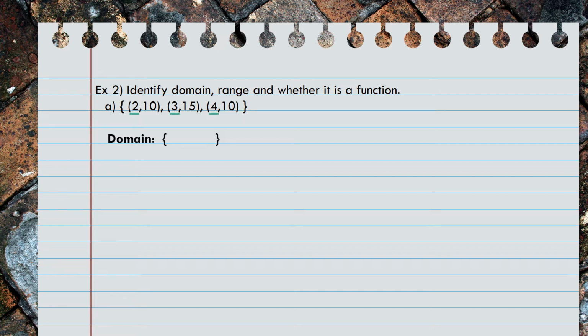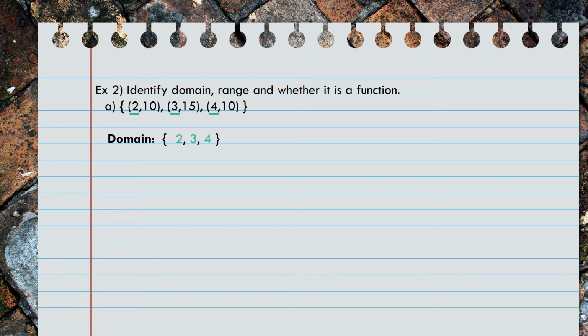A reminder, an ordered pair always appears in alphabetical order, so x comes first, followed by y's. So we've gathered our domain, which we've underlined to be a 2, 3, and 4, which means your domain is made up of 2, 3, and 4.